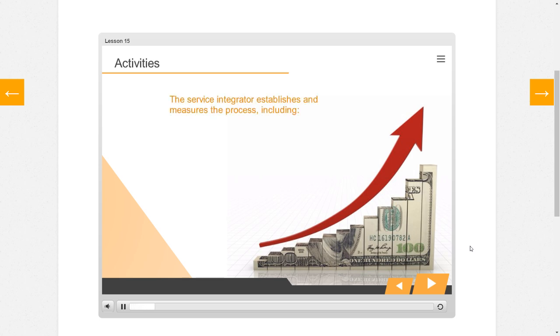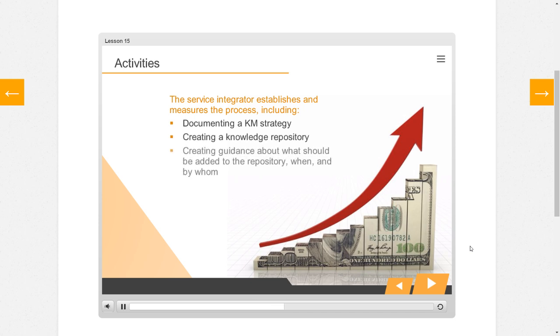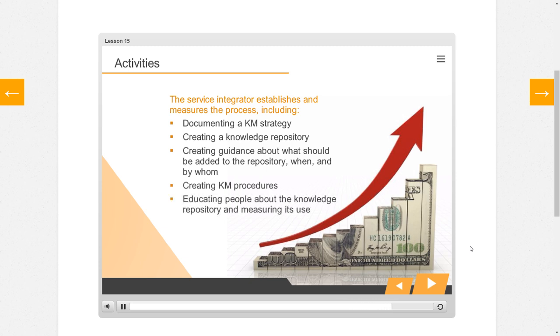The service integrator's role in knowledge management is to establish the process and measure its effectiveness. This could include documenting a knowledge management strategy, creating a knowledge repository, creating guidance about what should be added to the repository, when and by whom, creating knowledge management procedures, educating people about the knowledge repository, and measuring how often knowledge is being used.